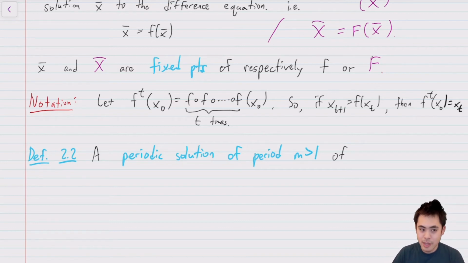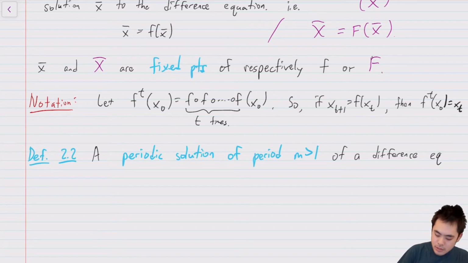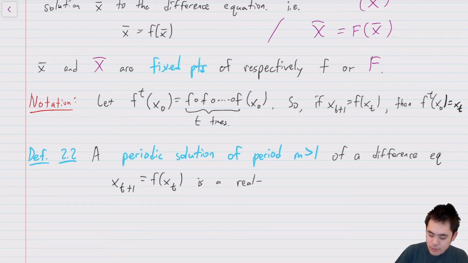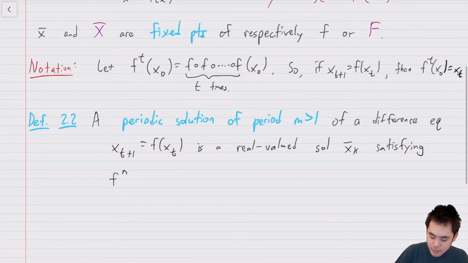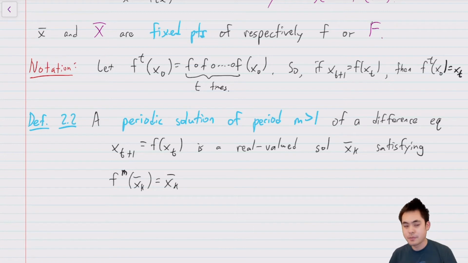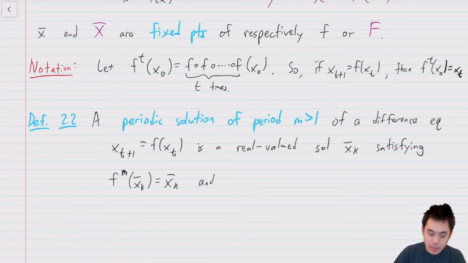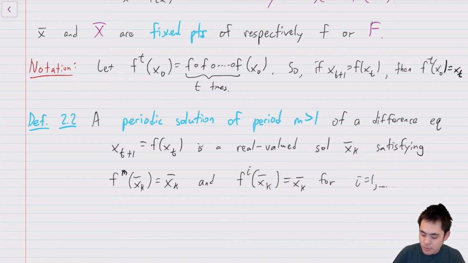A periodic solution of period m greater than 1 of a difference equation x sub t plus 1 is equal to f of x sub t is a real-valued solution x sub k bar satisfying f to the m of x k bar is equal to x k bar. So what we're saying is that after m time steps, the solution returns to what it was at step k. And we have that f to the i of x k bar is not equal to x k bar for i equal to 1 through m minus 1.